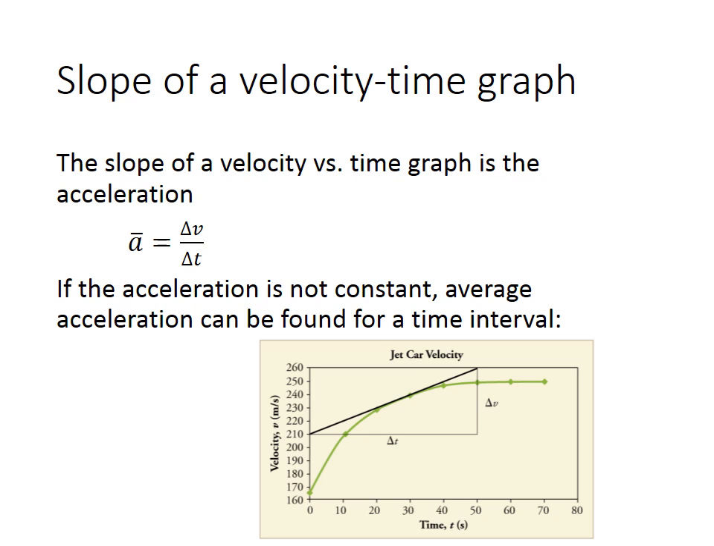This picture at the bottom shows that when acceleration is not constant, you can still find the average acceleration for a time interval. You may have to do this from a graph, but for the most part, when we start working with the kinematics equations that we will derive later on, we will always use constant acceleration in those.